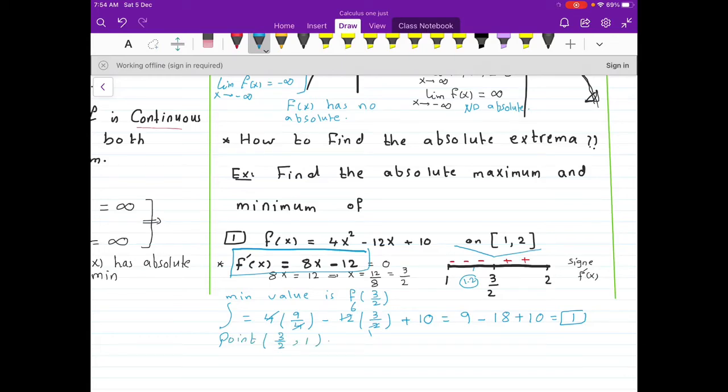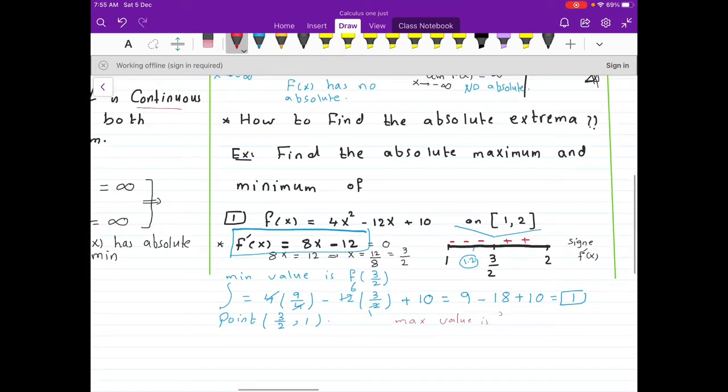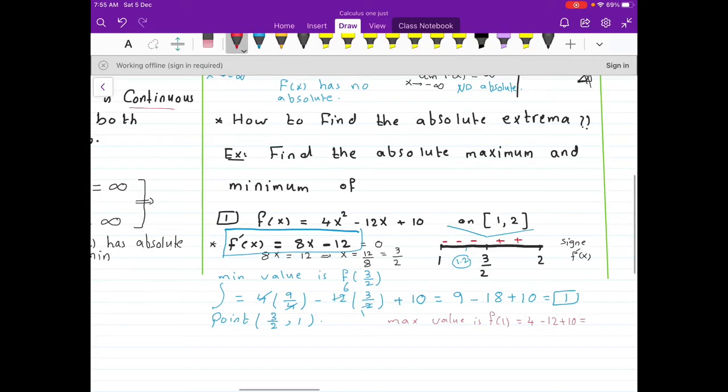Now, we have the maximum value for the function either f of 1 or f of 2. The largest one will be the absolute maximum. First find f of 1. So the maximum value candidate is f of 1. f of 1 equals 4 minus 12 plus 10, so 4 minus 12 is minus 8, plus 10 equals 2.